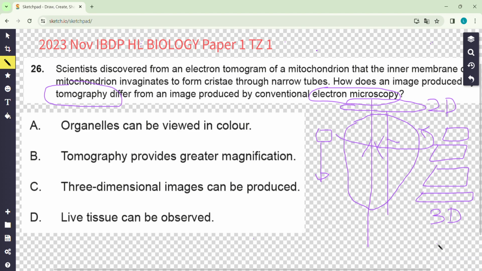So look at the options. Which one is correct? Yes, option C. A three-dimensional image can be produced by tomography instead of by a conventional electron microscope.